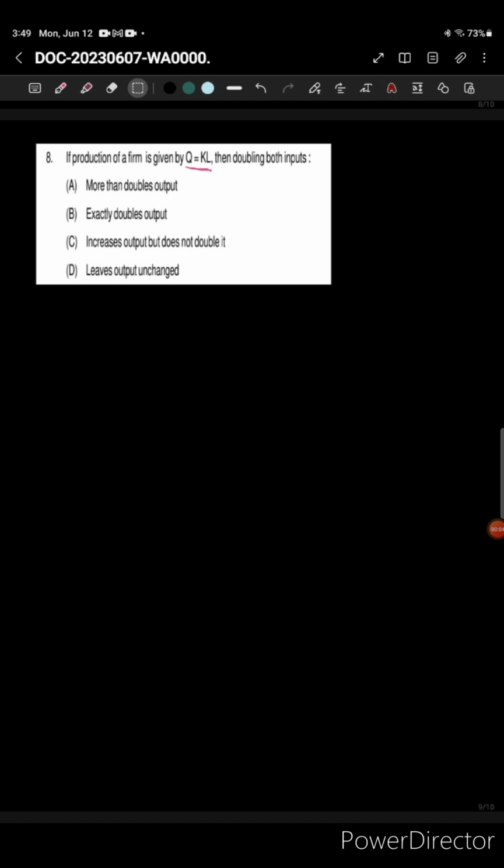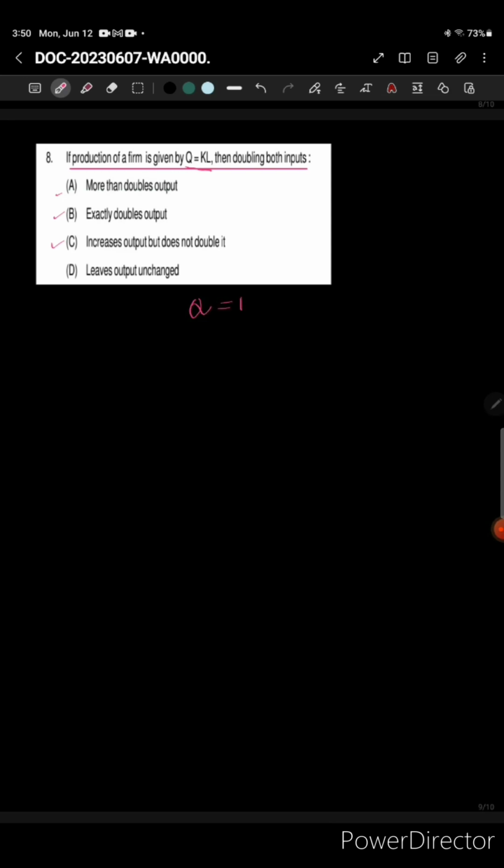I can also give you the alternative solution to this question. So do not think so much, just read out the question. That is, if the production of a farm is given Q equals KL, then doubling both inputs, option A more than doubles output, option B exactly doubles output, option C increases output but does not double it, option D leaves output unchanged. So do not think anything, just write down the production function as it is given.